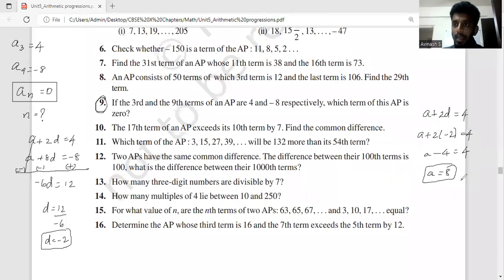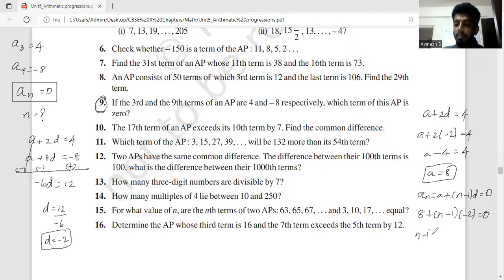minus 2. And with which we proceed with taking AN as 0, because they have given some term of the AP is going to be 0. So I write the formula and equate it to 0. We know the value of A, which is 8. N is what we have to find out. We know the value of D, which is minus 2.